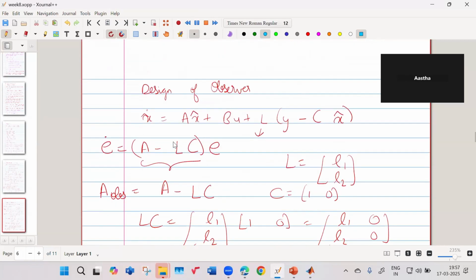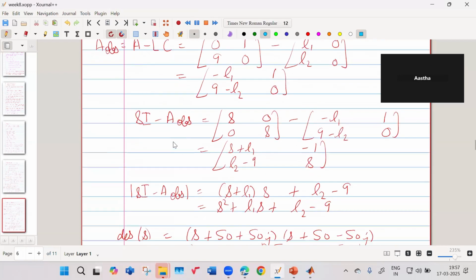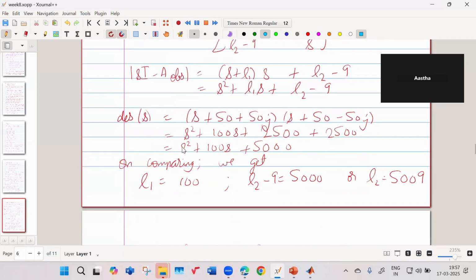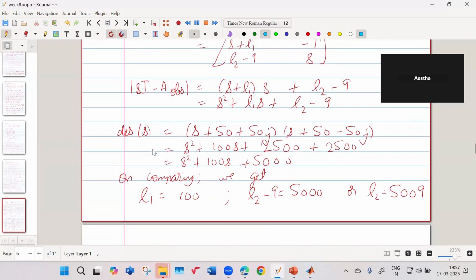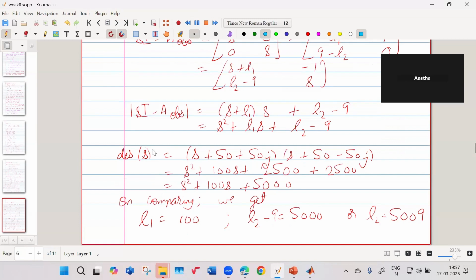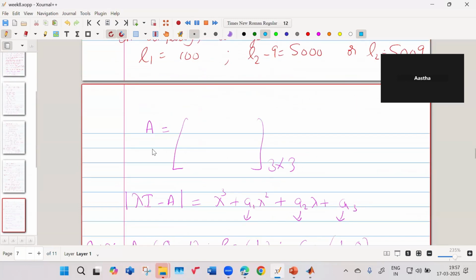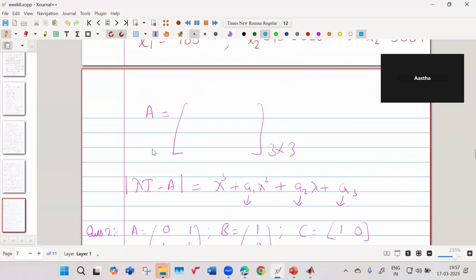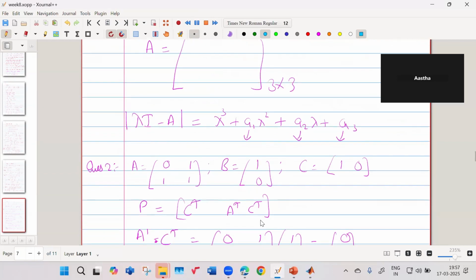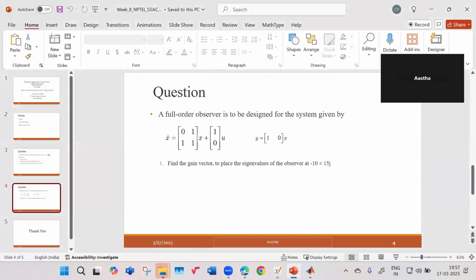Then we checked the design of the observer. Again, we found the desired closed loop characteristic equation of our observer and then we compared. Next, in question 2, we had to design a full order observer, and then we further added the reduced order observer later.